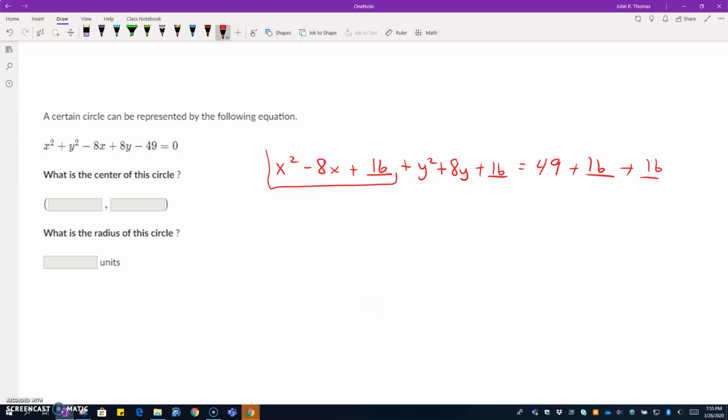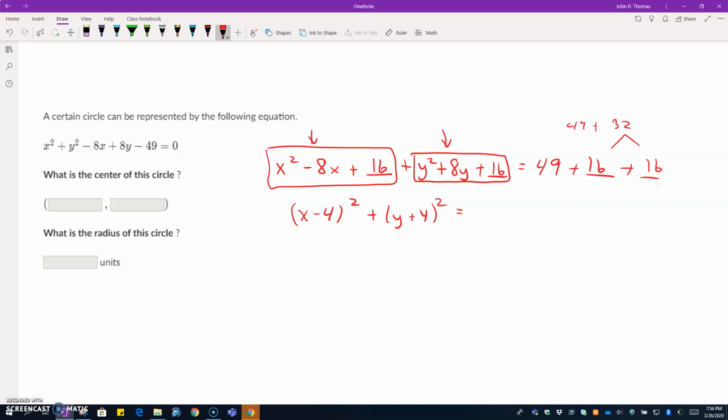All right, this first piece is going to factor. So we get an x minus 4 times x minus 4, or x minus 4 squared. This piece is going to factor, so we get a y plus 4 quantity squared. And again, for the sign, we're really focusing in on this piece right here. And then on the other side, I've got 49 plus 16 plus 16. 16 and 16 is 32. 49 plus 32 is going to be 40 plus 30 is 70. So 70 plus 9 plus 2, which is 81.